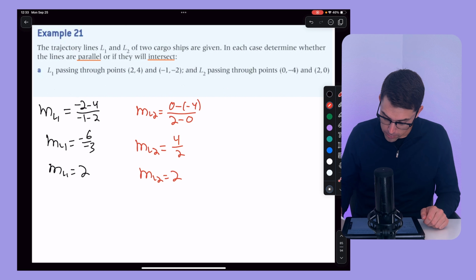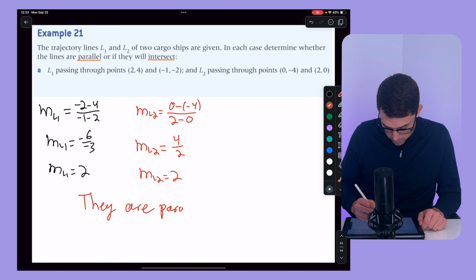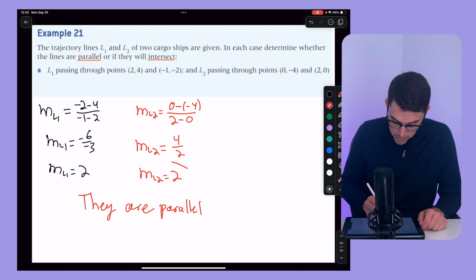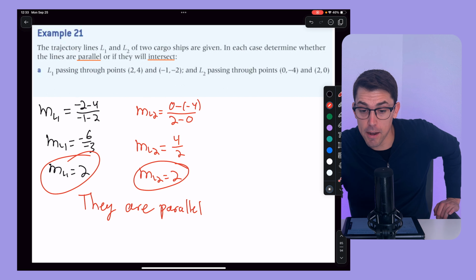They are parallel. So in this example, they are parallel because both of their slopes are equal to each other. Okay, so hopefully that sheds a little bit of light onto that.